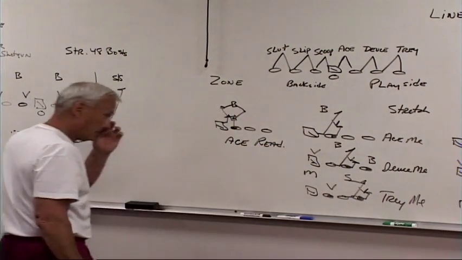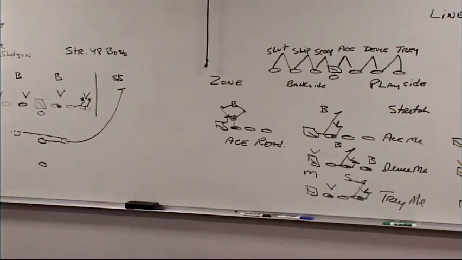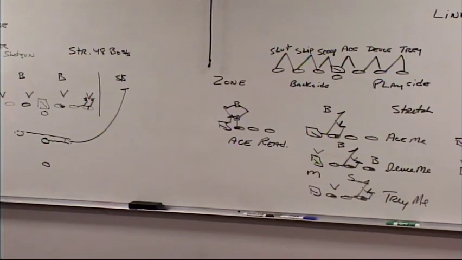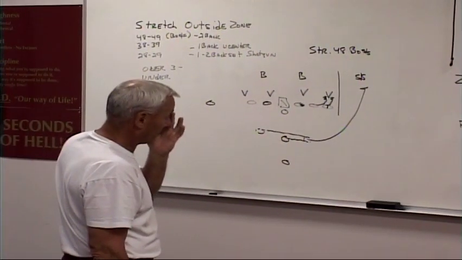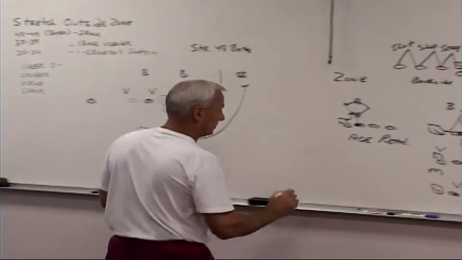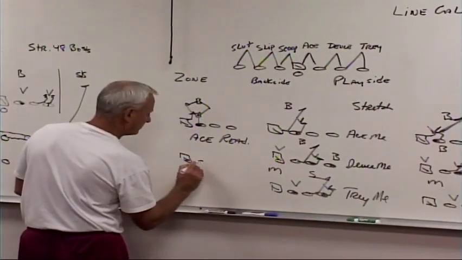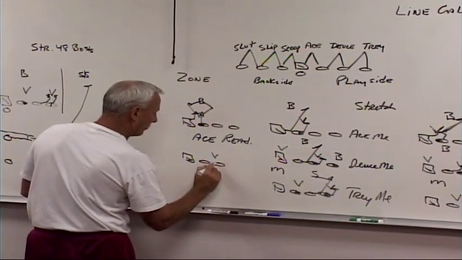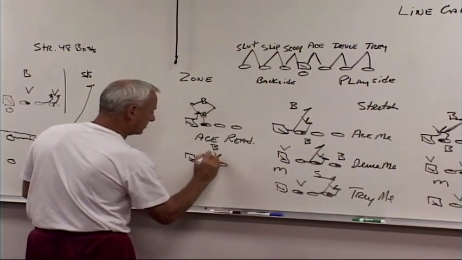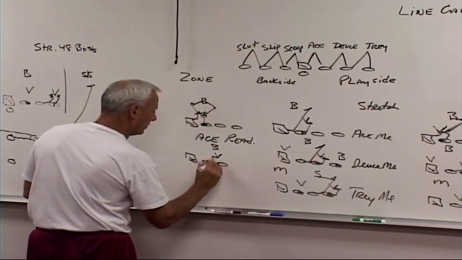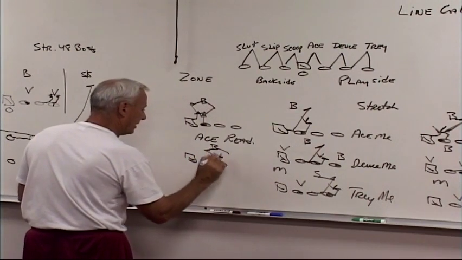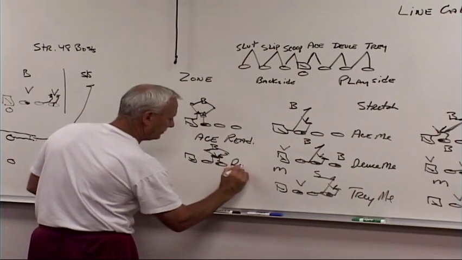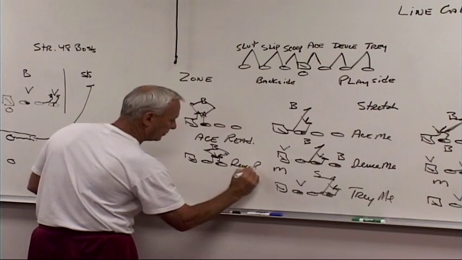So we've got ace you, ace me, ace read on the zone play. Those are our ace calls that we have. If we come down here and we've got a 4-eye or a gap player in the backer stack, we want to come up here and deuce this, and we want to come off on that linebacker, and that is a deuce read.